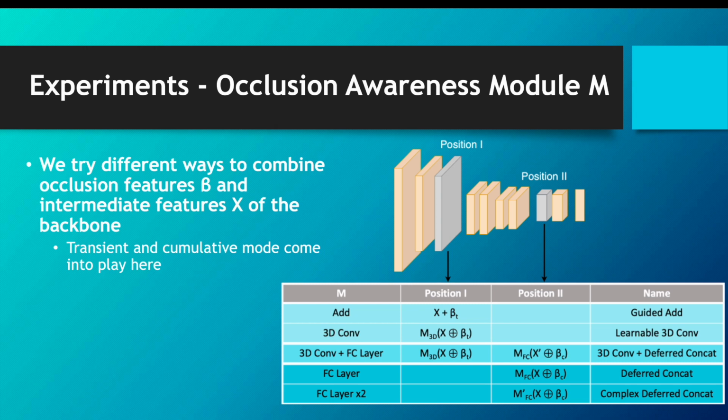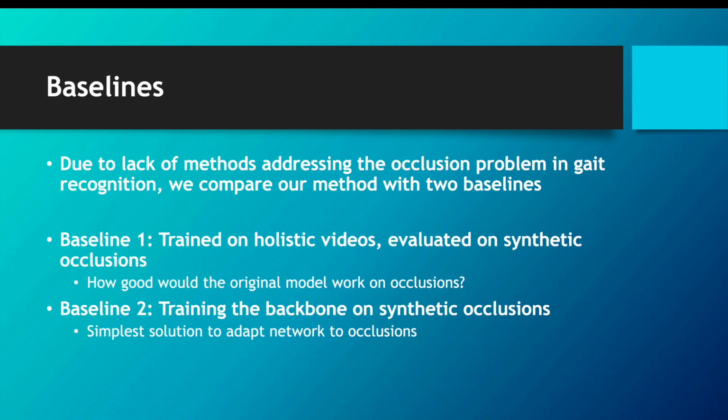information. If you pick position 2, temporal information is not present in the backbone, in the features, so we use the cumulative mode of the occlusion detector. And these are the different kinds of methods we try. For position 2, we try concatenating them and passing them through fully connected layers as well. So this is what the occlusion awareness module does.